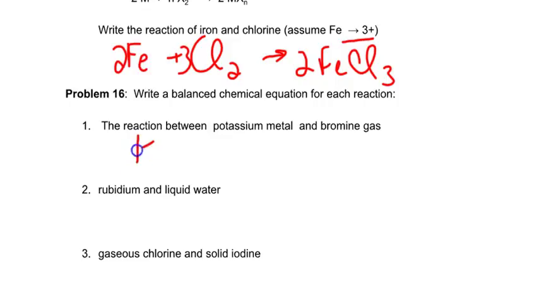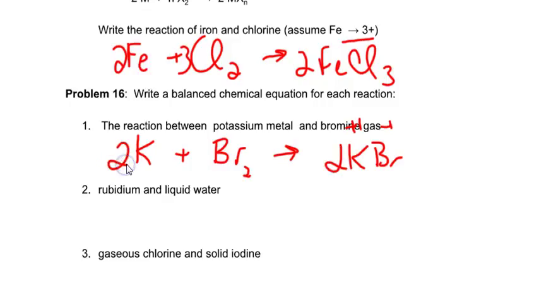Here's my potassium. Here's my bromine. Br2 is another diatomic, and I will get the potassium bromide. So that's KBr. Notice that this is a +1 and this is a -1, so that's the correct formula. And then we need to balance it.